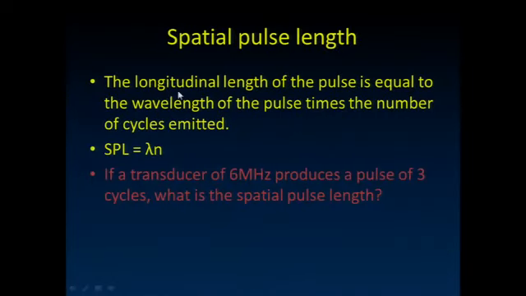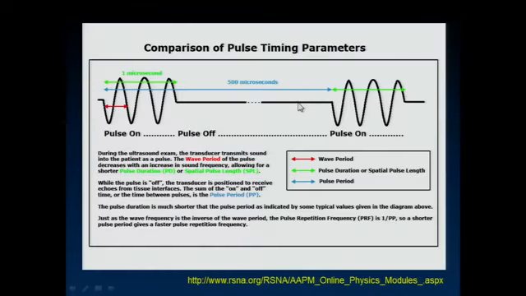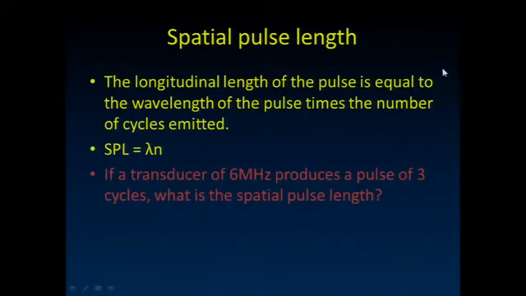The spatial pulse length, that longitudinal length of this pulse right here, is equal to the wavelength of the pulse times the number of cycles emitted. I just told you around 2 to 3. That's usually what determines our resolution.